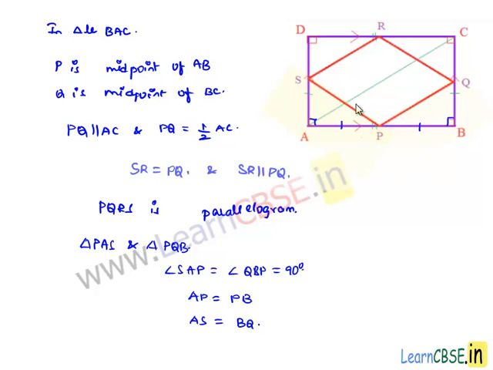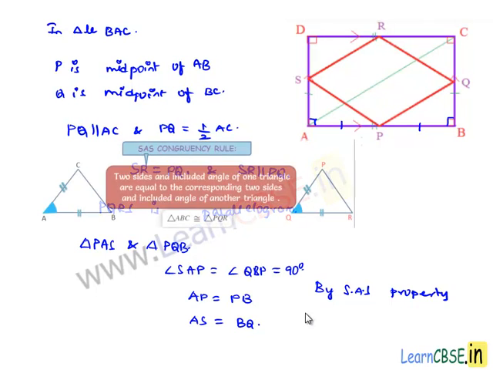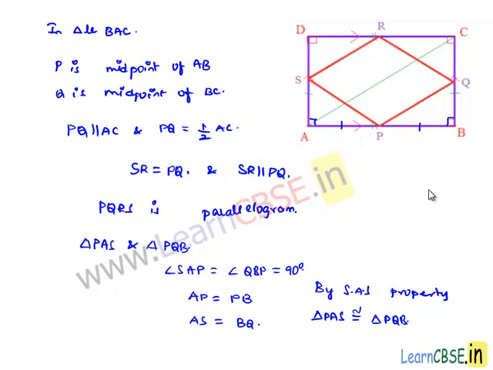Now here in triangle PAS and triangle PBQ, according to SAS property, the two triangles are congruent. That is, triangle PAS is congruent to triangle PQB. When two triangles are congruent, we can say that the corresponding sides and corresponding angles will be equal. Therefore here PS will be equal to PQ.